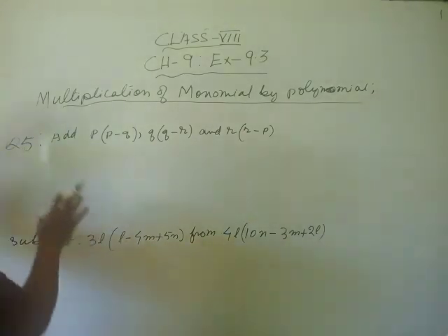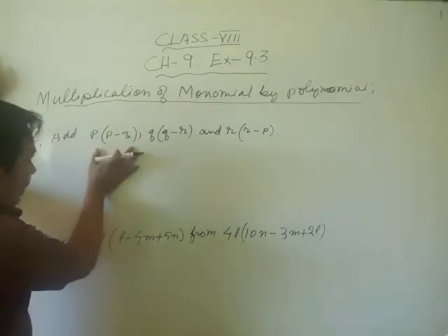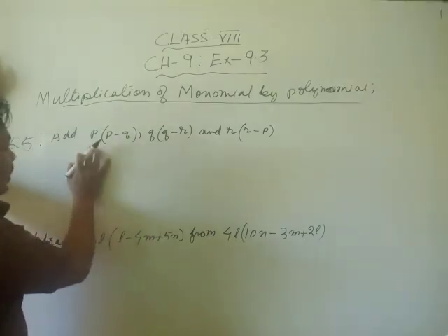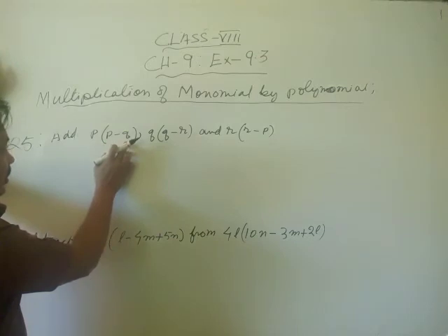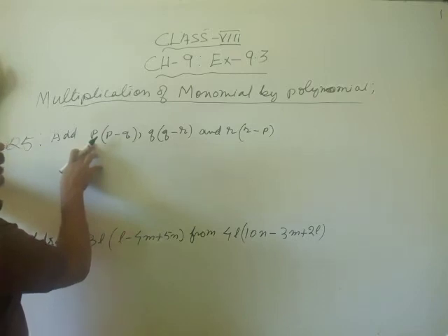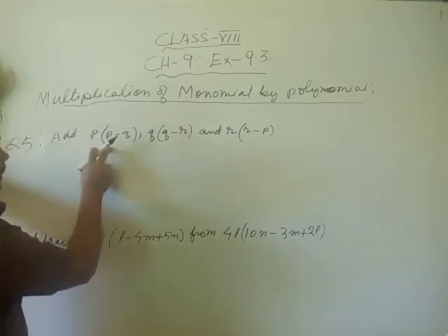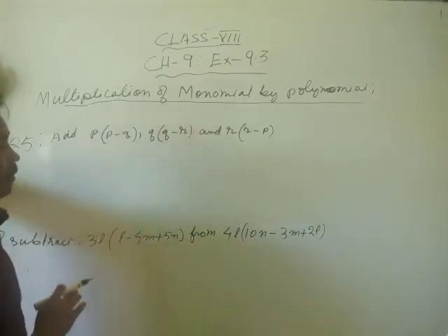First of all, to add this expression here. Okay. See, in the first expression, it is p into p minus q into. Okay, whenever you find a number outside the bracket, then you must remember they have to multiply. So this is the multiplication of a monomial by a polynomial, in all the cases.